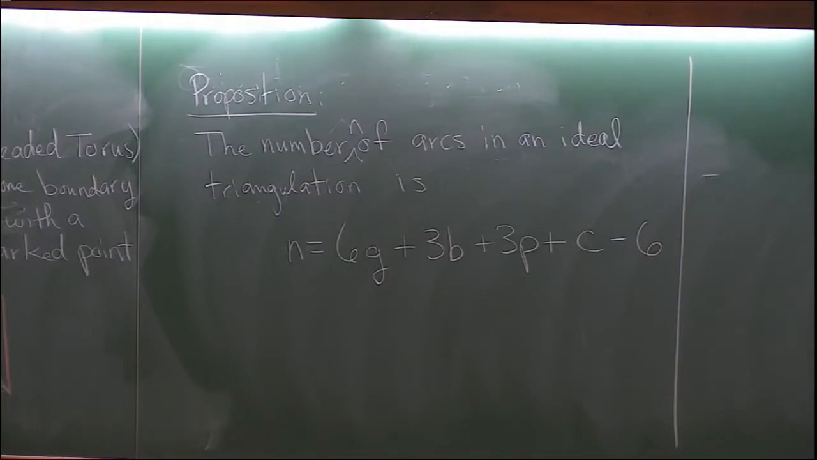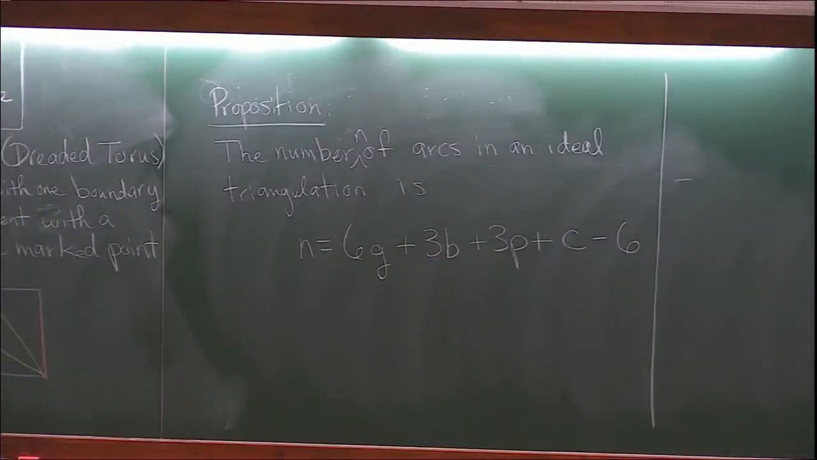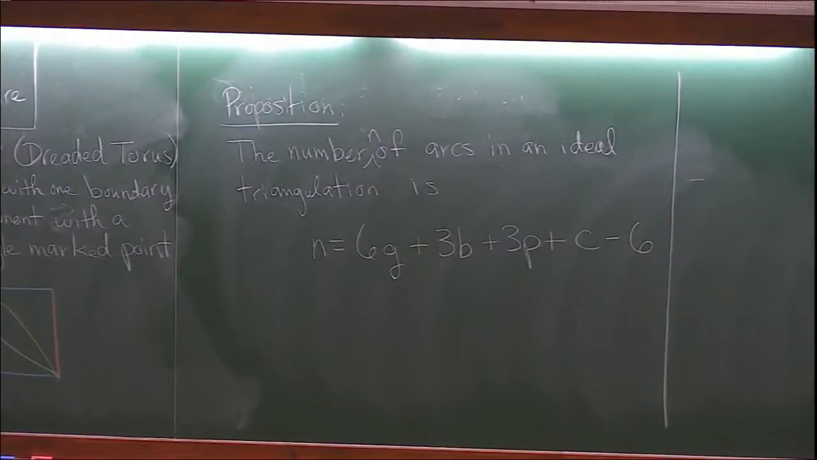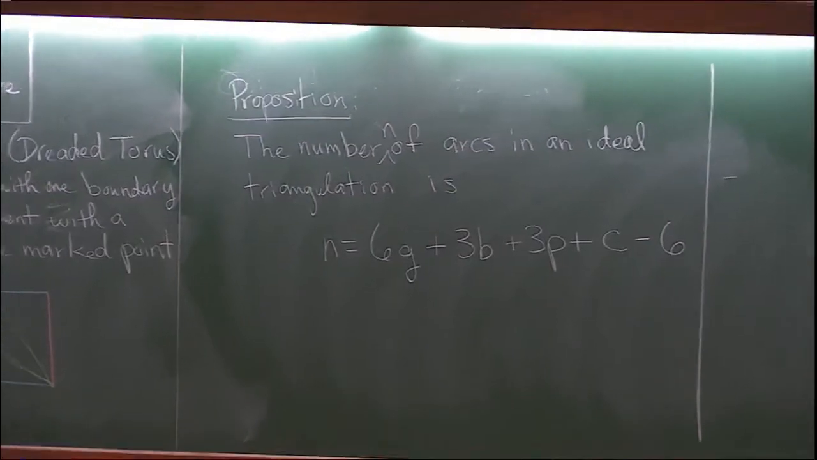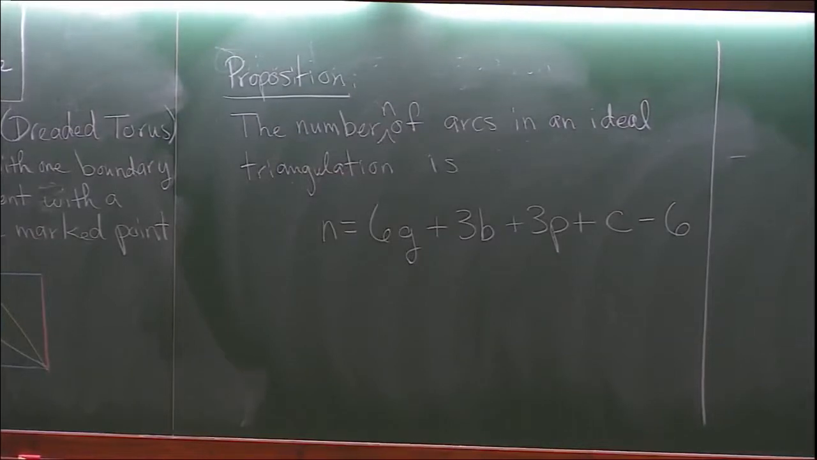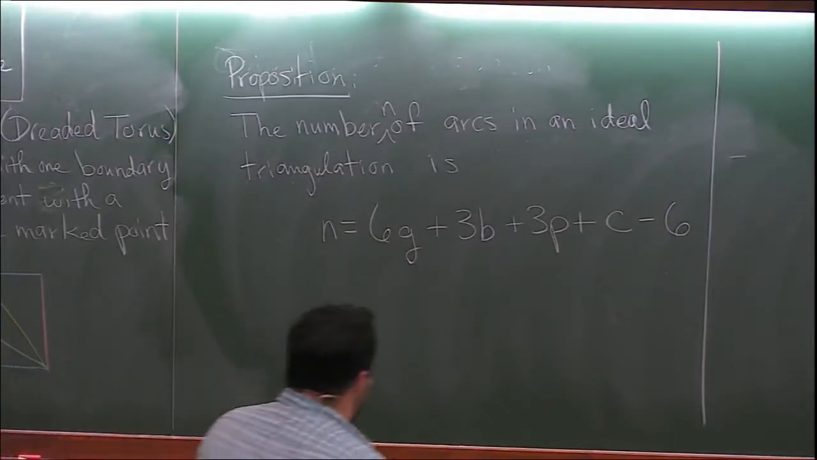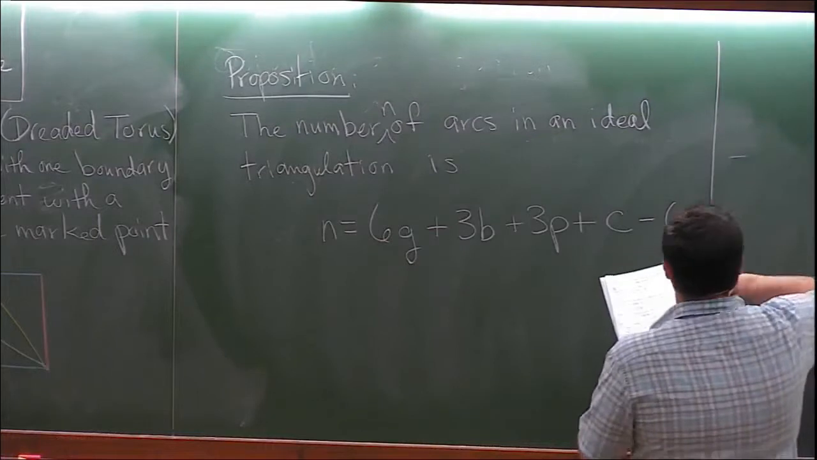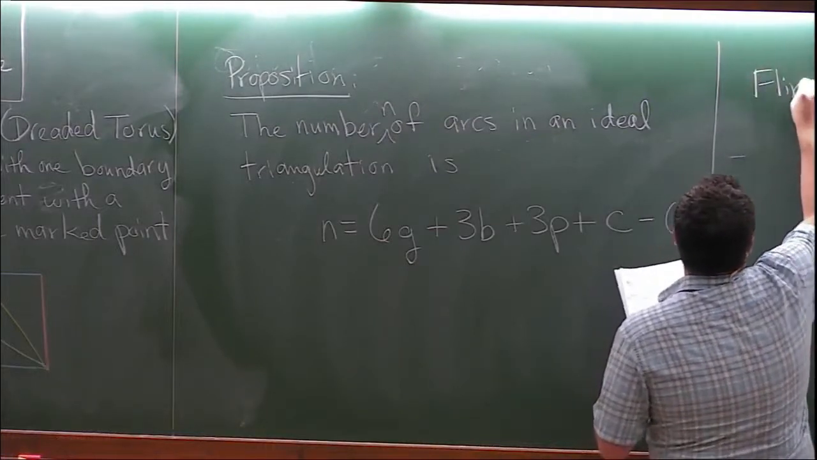Flipping corresponds to mutation, okay? So I need to tell you how to flip things. And it's the same thing as it was in that picture. It's just harder to see, right? You look for a quadrilateral that includes your arc, and then you replace it with the only other arc that you can, okay? And I need to tell you how to get a quiver from one of these triangulations, okay? All right, so let's first tell you about flips.